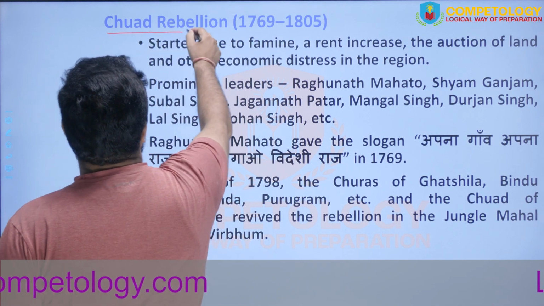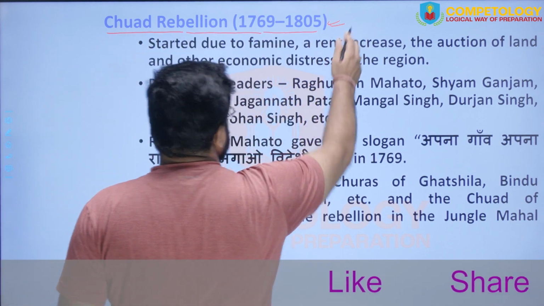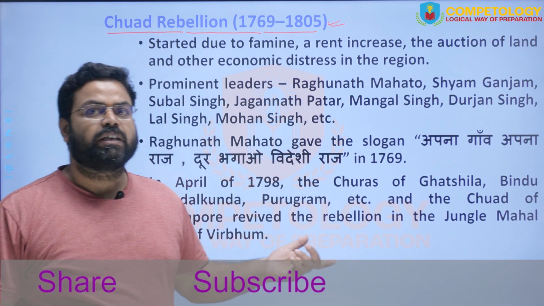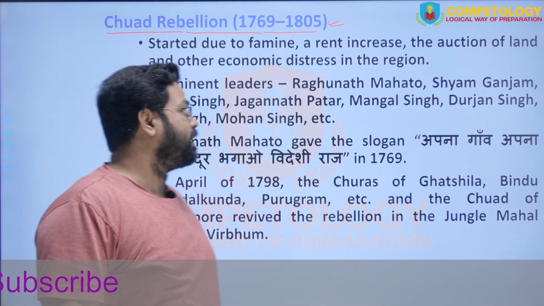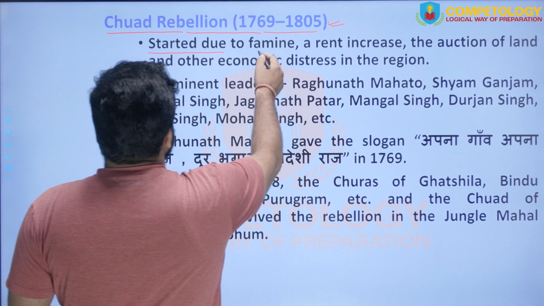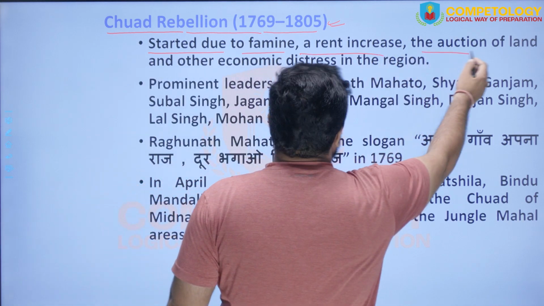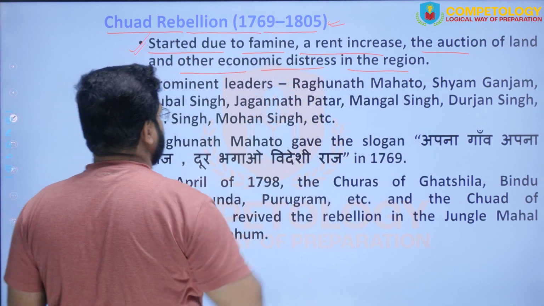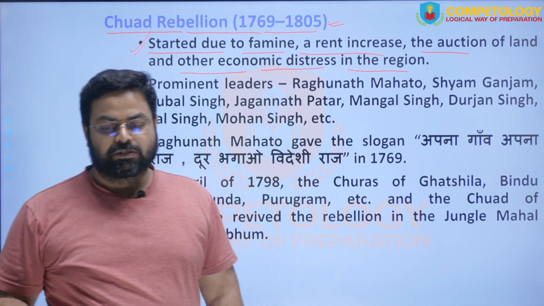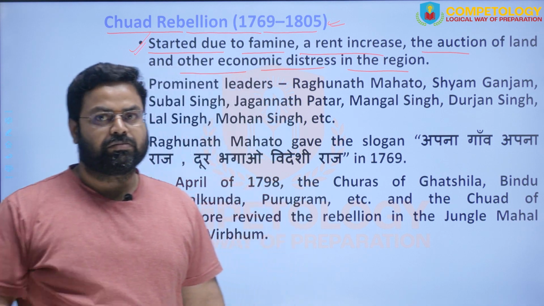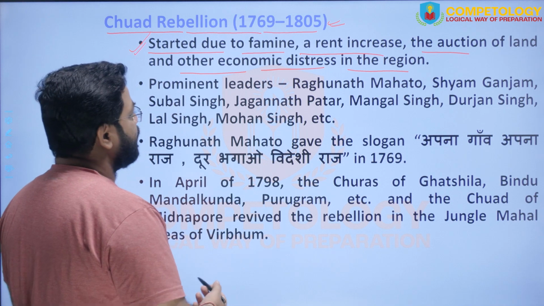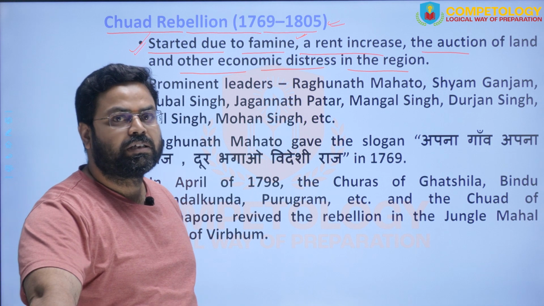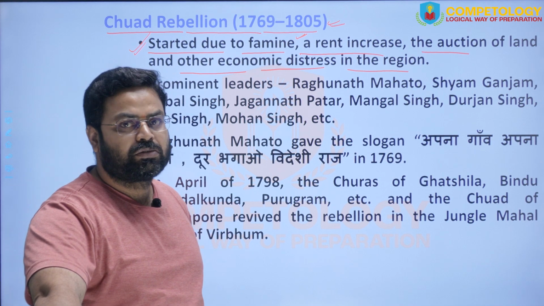Now come to the Chuad movement, and why was this name Chuad given to these people? We have already discussed this in our earlier videos of history of Jharkhand, right? So here this started due to the famine, rent increase, the auction of the land and other economic distresses in the region. Basically in the Manbhum region there was a situation of flood and drought. So famine was there and the loss of crop had already happened to the tribals, and they were unable to pay the revenue, the land rent.